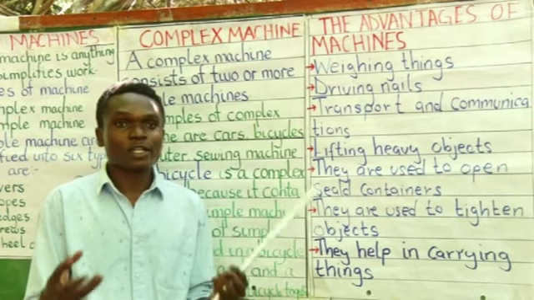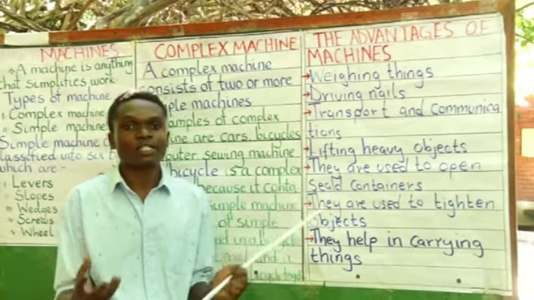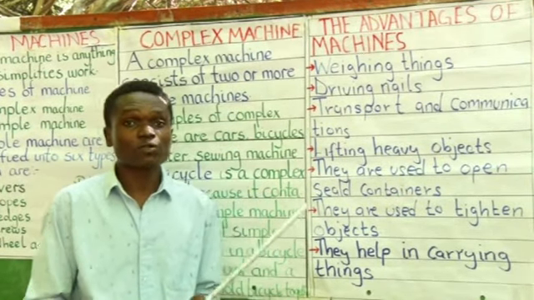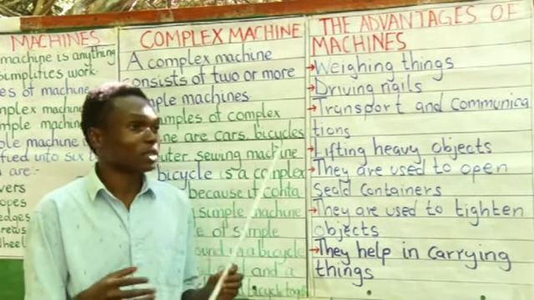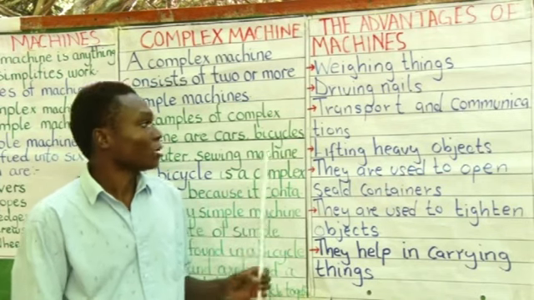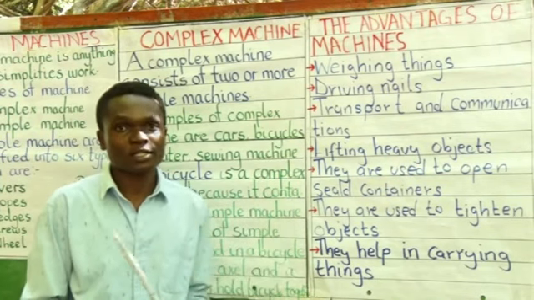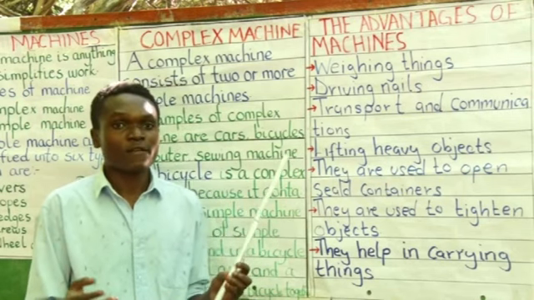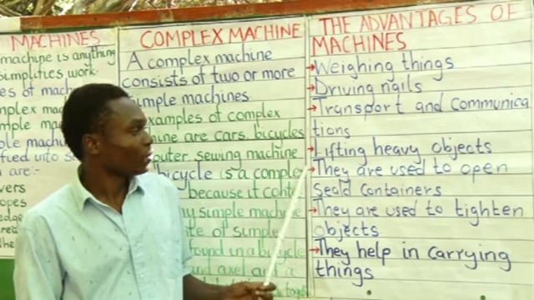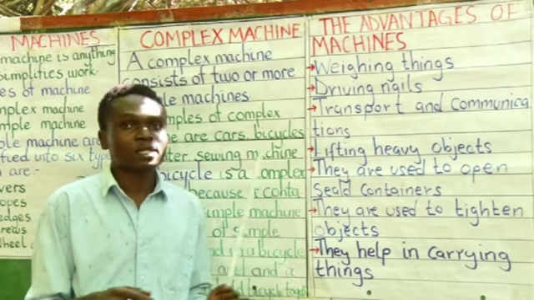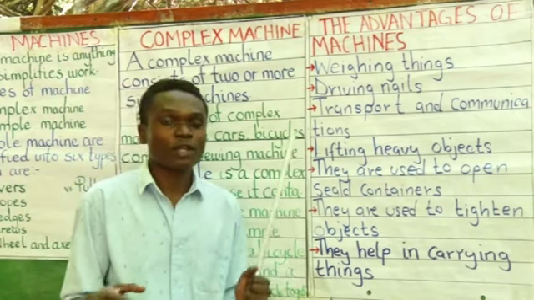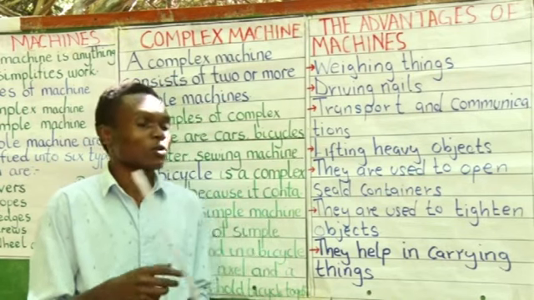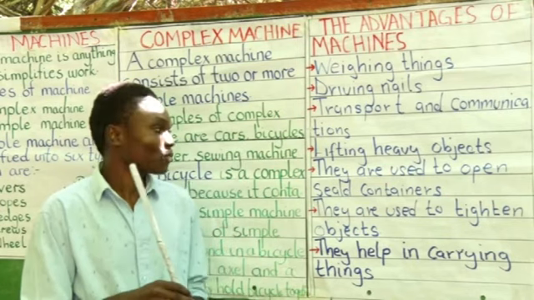The function of the car and the bicycles, as machines, is to help in transport. We have the cell phones and the computers, which help in communication. Those are the advantages. We have lifting heavy objects. Those are the function of the pulley, to lift heavy objects. They are also used to open sealed containers. The function of the opener is to help open the sealed container such as soda.